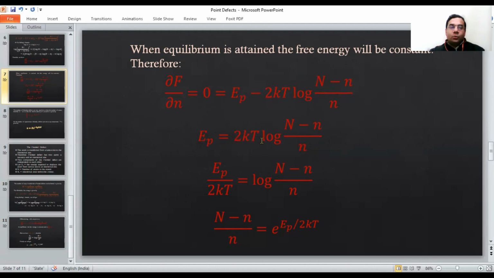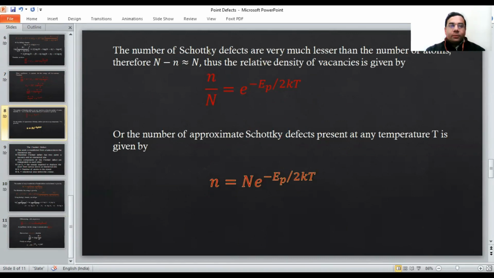Now divide 2kT on both sides, then Ep by 2kT will become equal to log (N minus n) by n. Now here (N minus n) by n can be calculated by taking the anti-logarithm on both sides. Now this equation will become (N minus n) by n is equal to e raised to power Ep divided by 2kT. As we know that the number of Schottky defects is very much lesser than the number of atoms, therefore N minus n should be approximately equal to capital N.